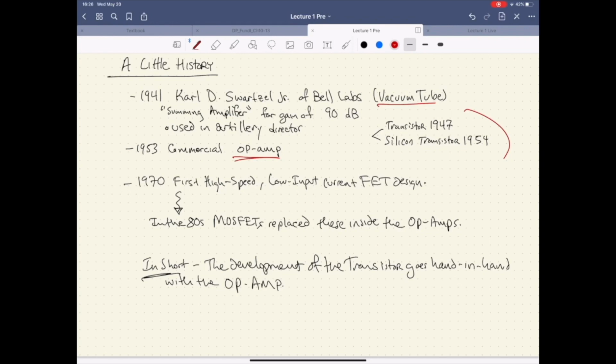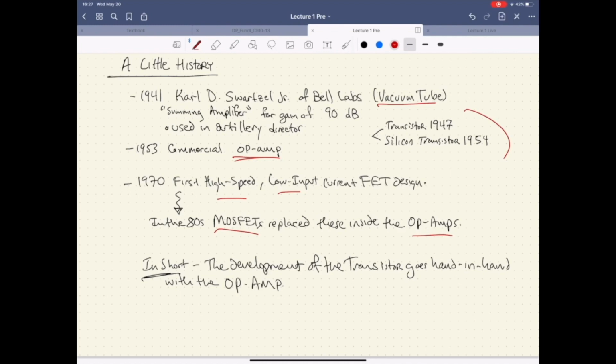Then we have high-speed, low-input current MOSFET designs that eventually led to the 1980s MOSFETs that got replaced inside of our op amps. So in short, our transistor development goes hand in hand with our op amp development. And that's pretty much it.